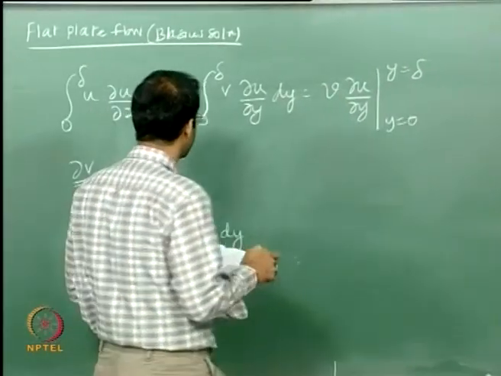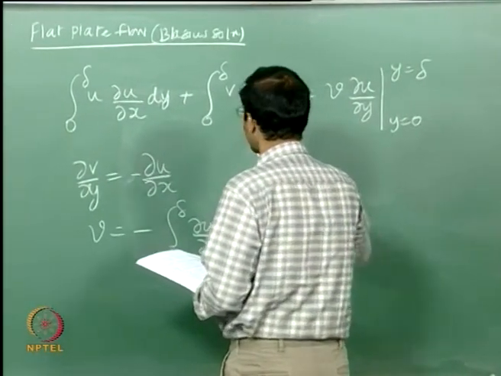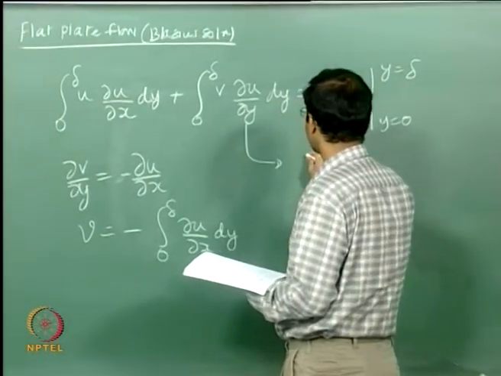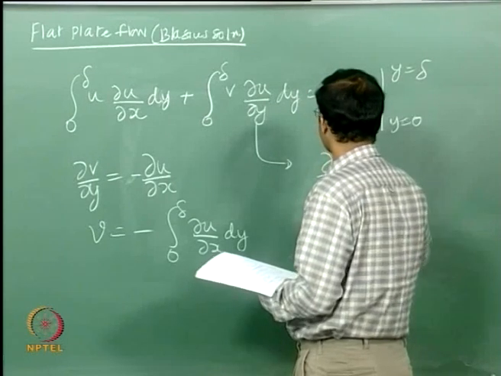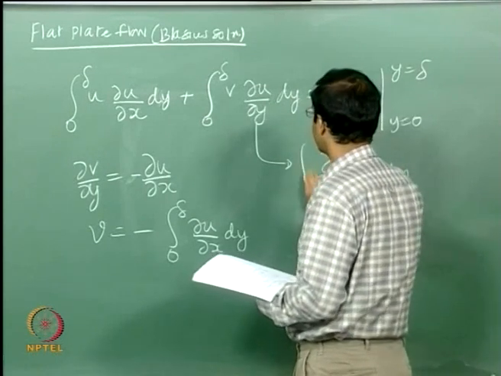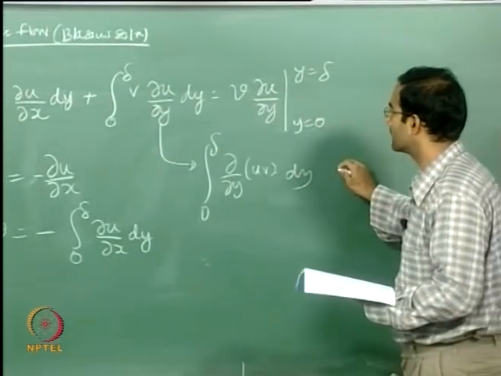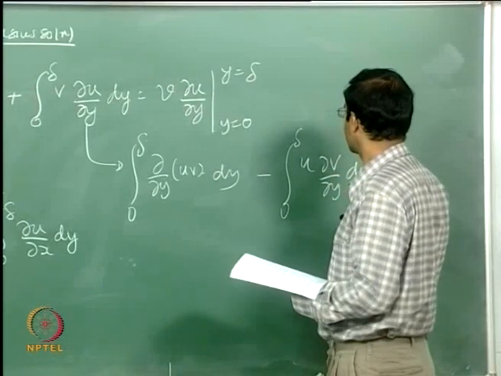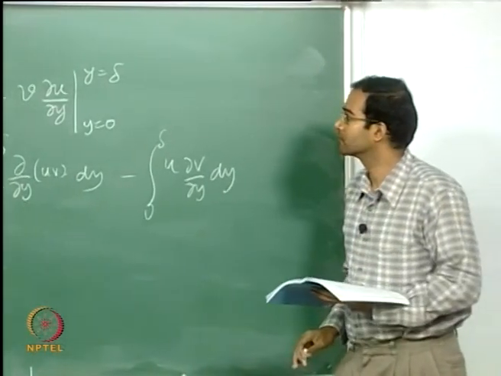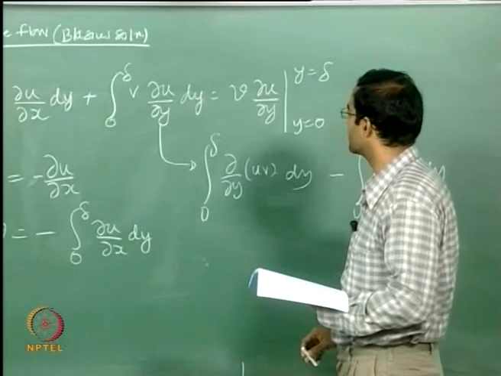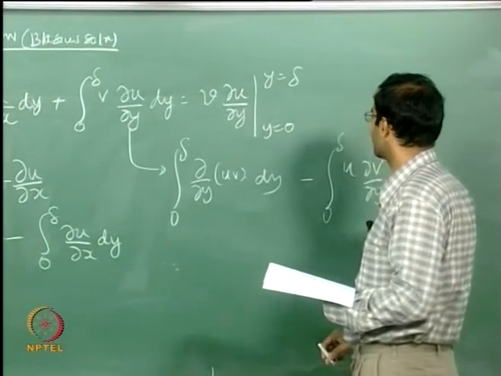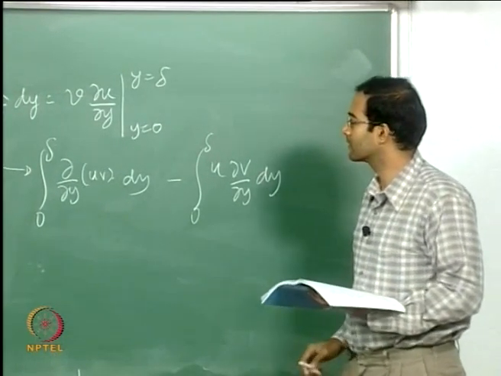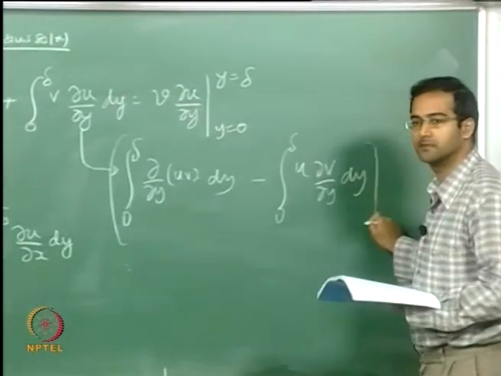What I am going to do a little bit more is integrate by parts. This particular term I can write as the integral from 0 to delta of d by dy of uv dy, minus the integral from 0 to delta of u dv by dy dy. Okay, so I am integrating by parts.